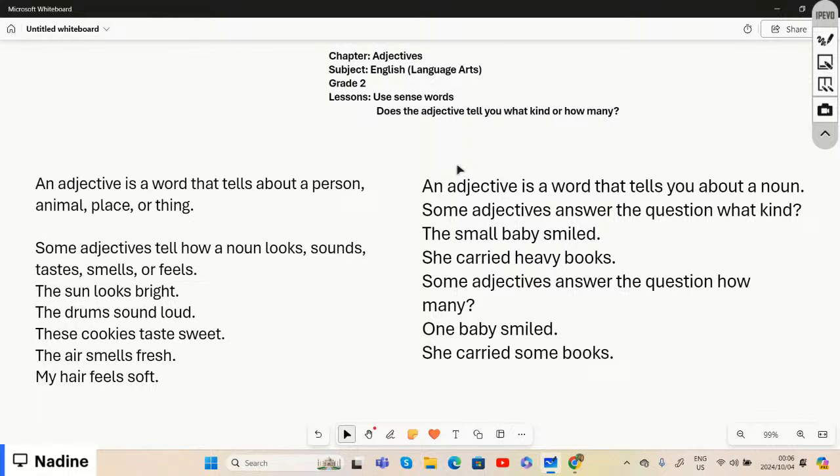All right. So when it comes to adjectives, right? An adjective tells us about the noun. We can even say it describes a noun. We can say it modifies the noun. That's an adjective. It either tells us about the noun, describes the noun, or modifies the noun. That is an adjective.